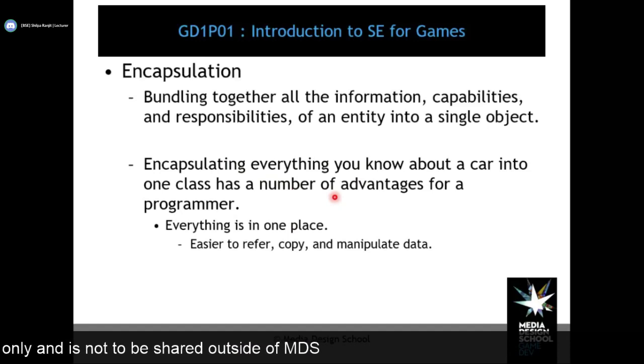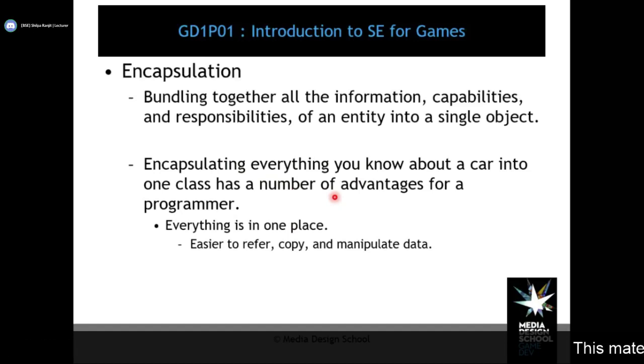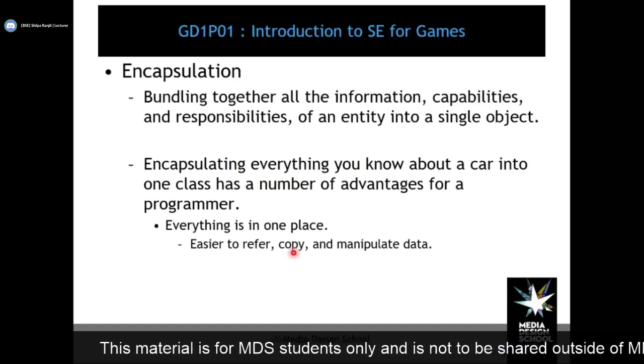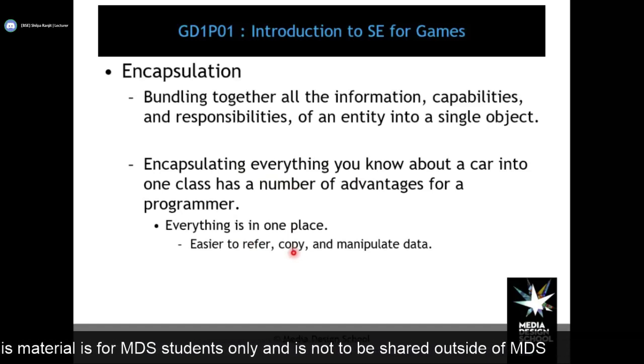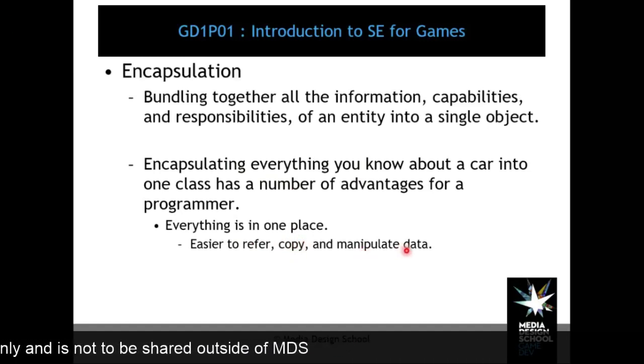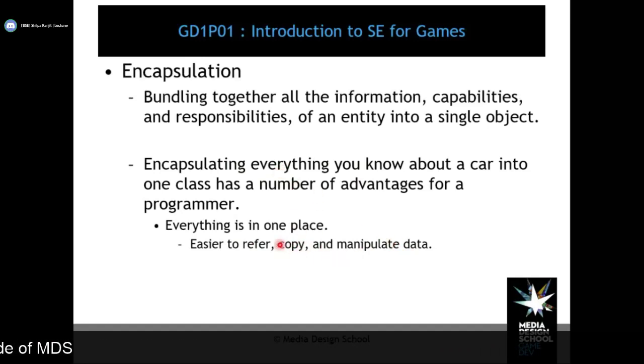So you basically encapsulate everything that you want for an object into a single position. So it's easier to refer. It's easier for any other programmer to understand what the characteristics of your object are, and what functionalities you offer. So you can encapsulate everything into a single place in order to make it easier to refer, easier to copy, and easier to manipulate.